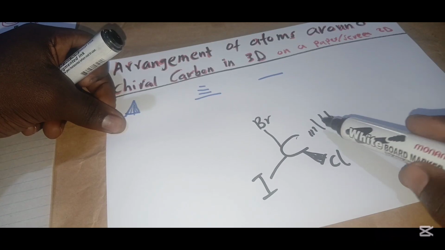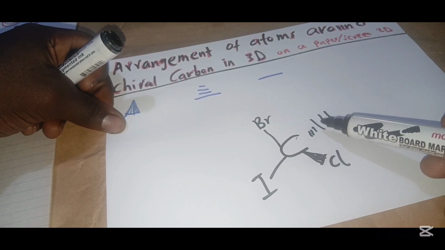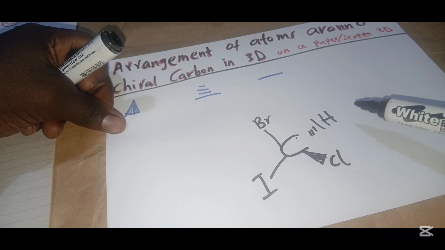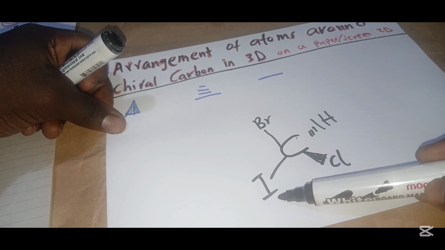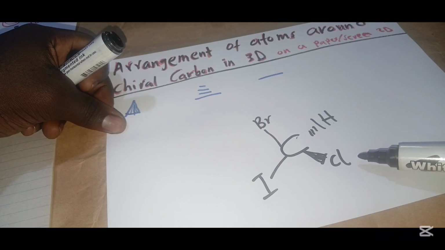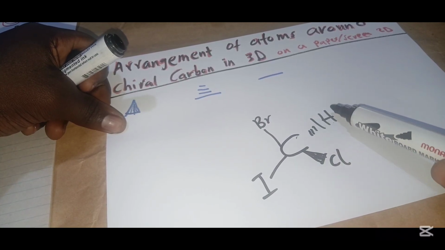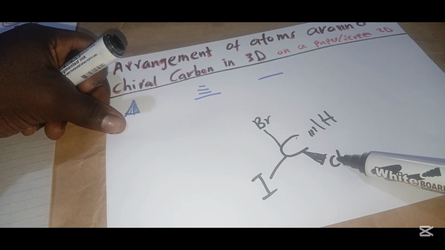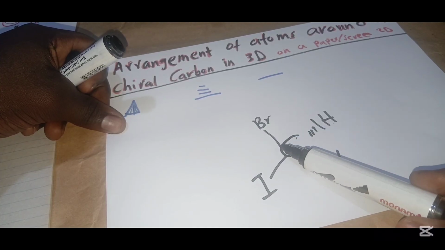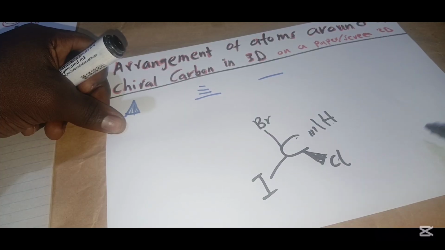Looking at this carbon, it has 4 groups attached to it, but each of these groups is different. We have a hydrogen atom, bromine, iodine, and chlorine. So this carbon has 4 different groups attached to it. We don't have hydrogen repeating, and we don't have bromine repeated on the same carbon. So this carbon atom is a chiral carbon.